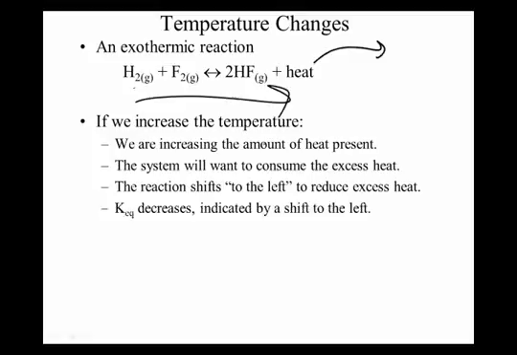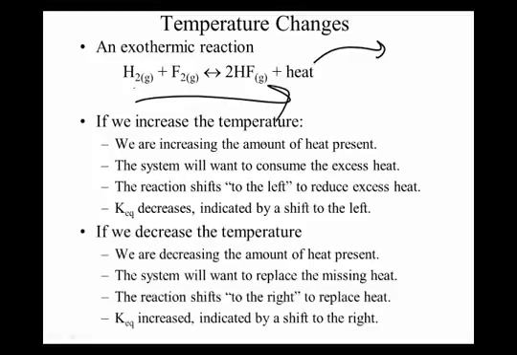If I took away heat by lowering the temperature, it's going to want to replace it, and it will shift to the right. But going back to where it shifts to the left, shifting to the left means K has to go down. Because remember, left is lower K, right is higher K. Only temperature's changing K, though. So if we decrease the temperature, it's going to the right. K is increased because it's shifting to the right.